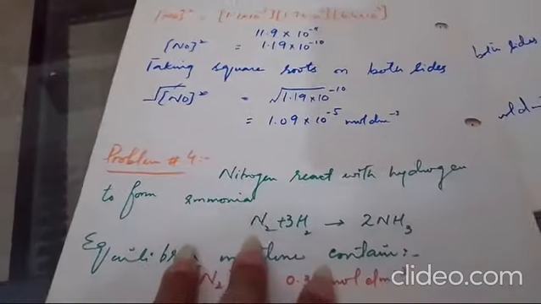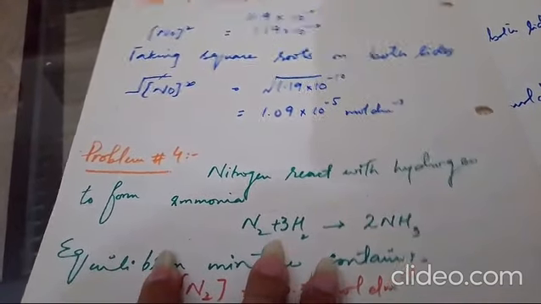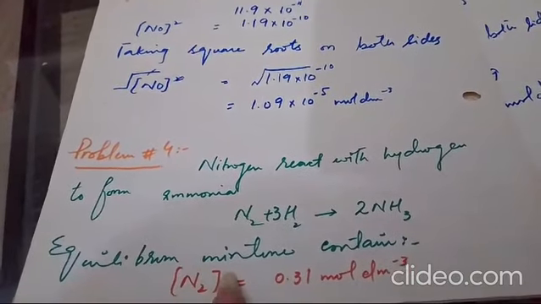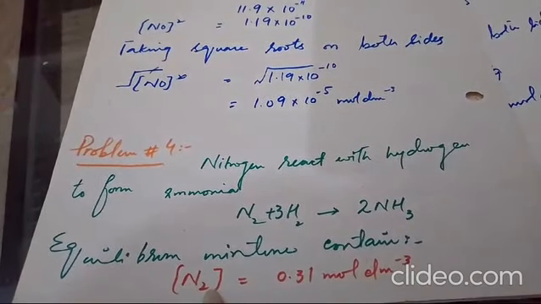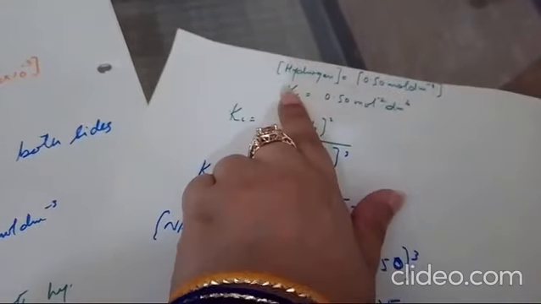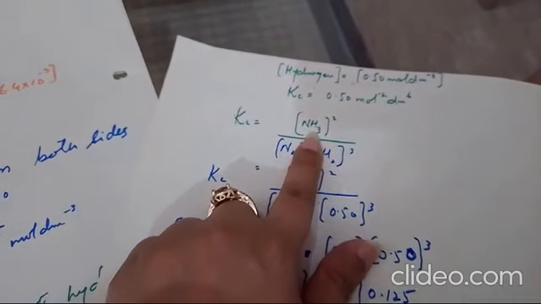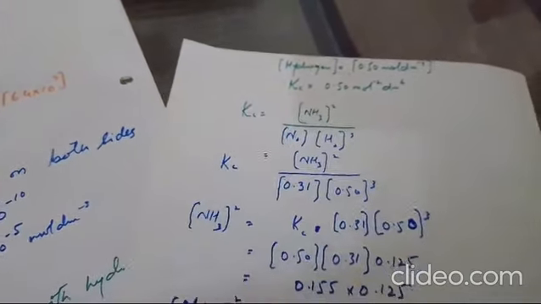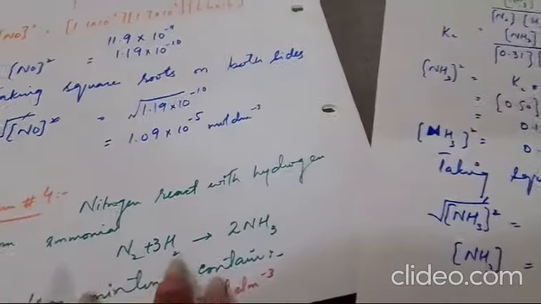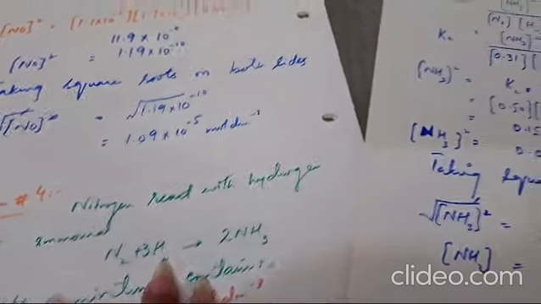Similarly, there is another problem, number 4. Here nitrogen reacts with hydrogen and forms ammonia, and in the equilibrium mixture the concentration of nitrogen is 0.31, the concentration of hydrogen is this, and the value of Kc is this. Again the same issue: we have to find the value of NH3, and according to the equation, NH3 is our product and N2 and H2 are our reactants.